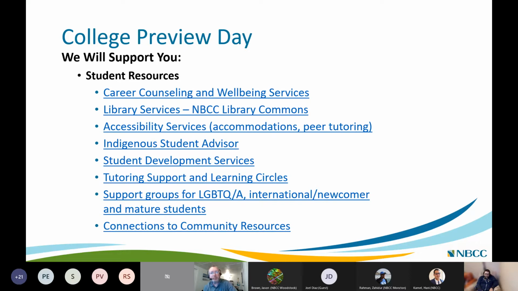So we offer an internal library called the NBCC Library Commons. The Library Commons you will get access to through Brightspace. It's a very, very awesome resource. I can't say enough about it. You get access to a lot of things, books and resources that you would otherwise not be able to get access to. Accessibility services for accommodations or peer tutoring. So if you do have any accommodations, there are links you can use through the services for accommodations and for peer tutoring if you require extra help.